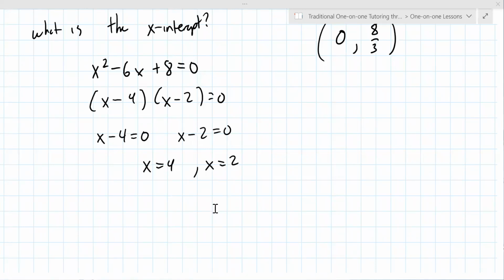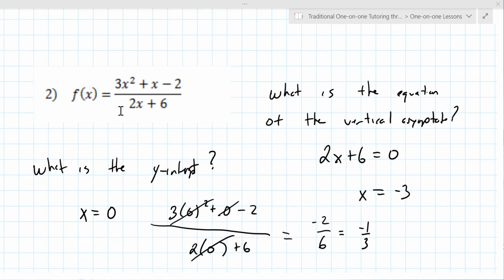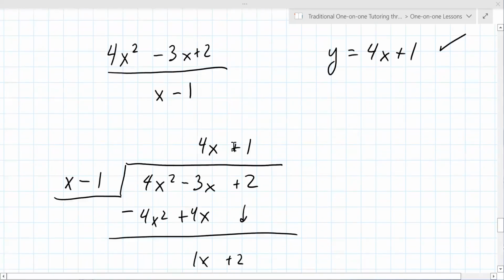And then slant asymptotes, right? So slant asymptotes, the degree of the numerator has to be bigger than the degree of the denominator. And then you're always using polynomial division, right? Polynomial division to do that. And then you just care about what's up here. What's up here is your slant asymptote. Right.